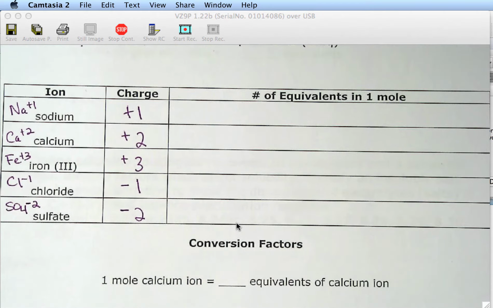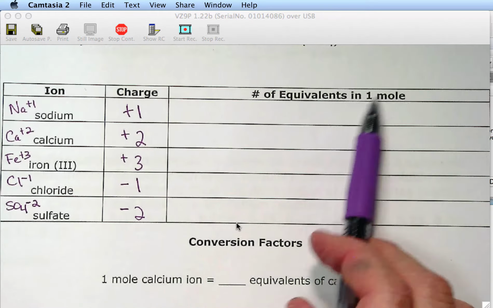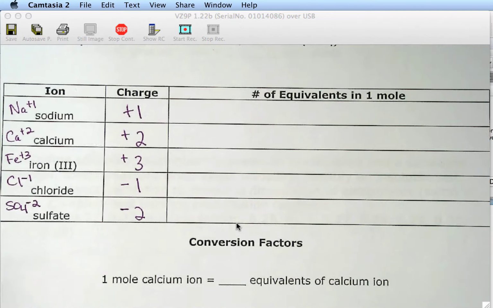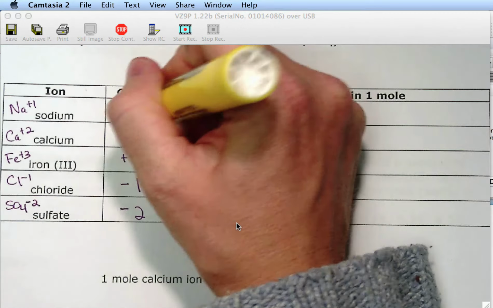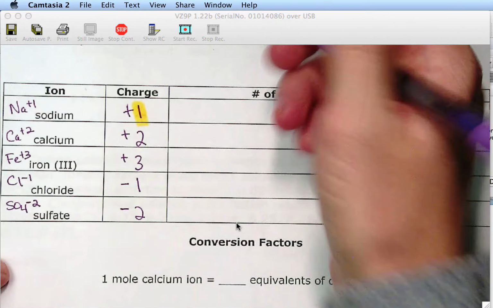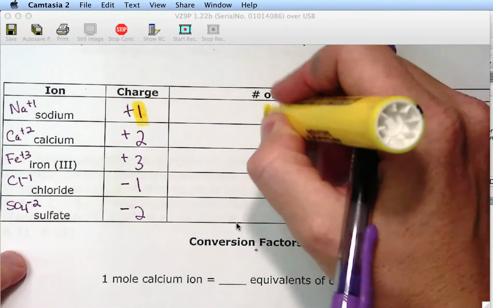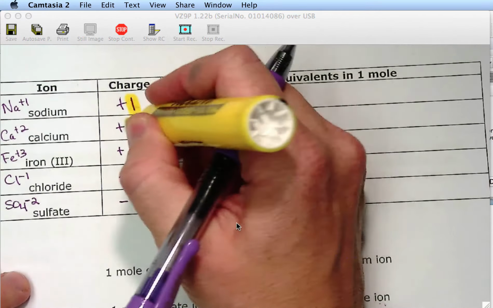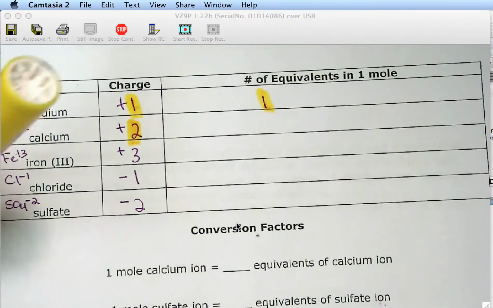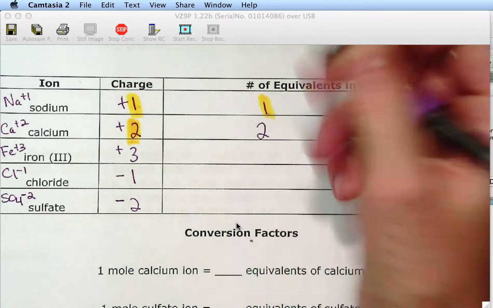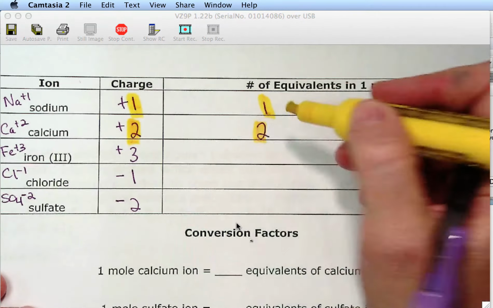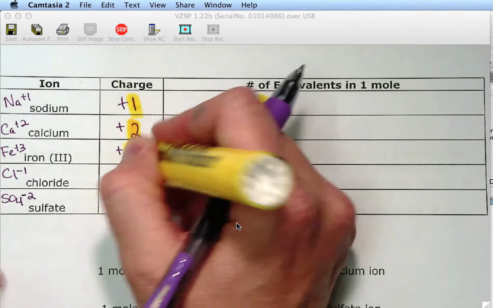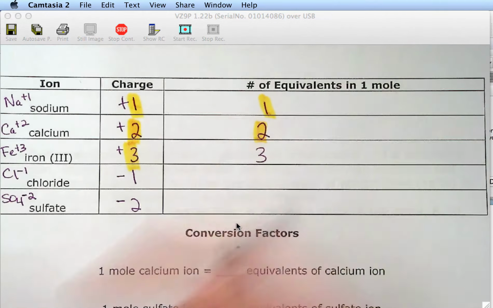So the number of equivalents in 1 mole is going to be the charge. So if I have a charge of plus 1, then I have 1 equivalent in 1 mole. If I have a charge of plus 2, then I have 2 equivalents in 1 mole. If I have a charge of plus 3, 3. Yes, you're seeing the pattern. Good.